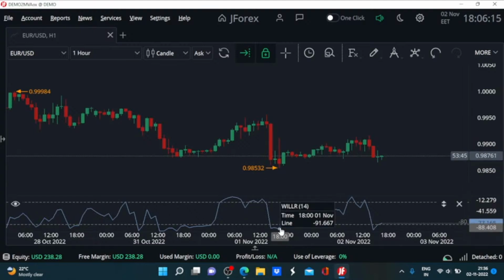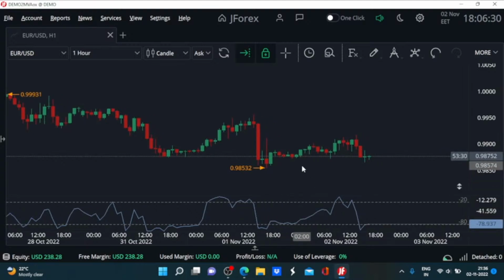And whenever we have the output line jumping above minus 80 from below minus 80, that might be the opportune time to start looking for opportunities to go long, and some retracement can be expected from these low levels. So this is one way to utilize this indicator when we have an overbought or oversold scenario prevailing in the market.